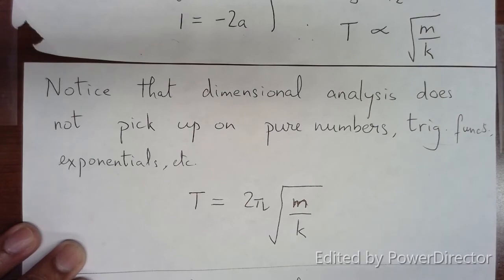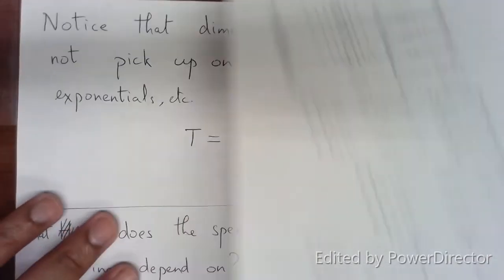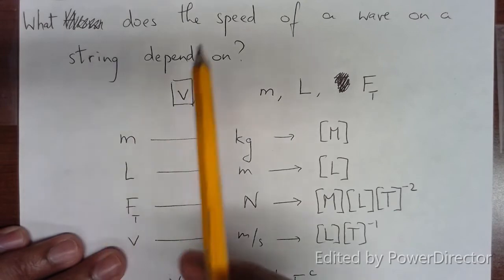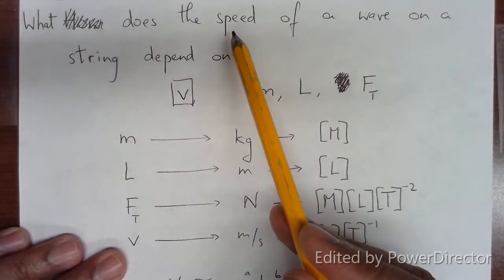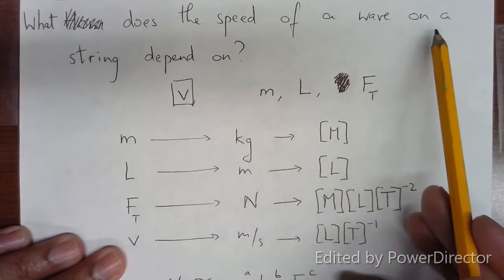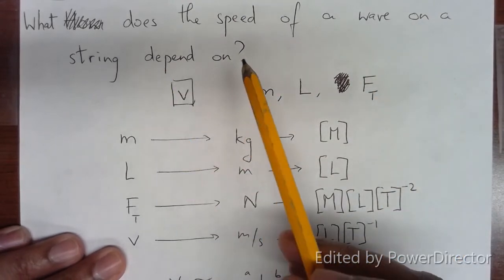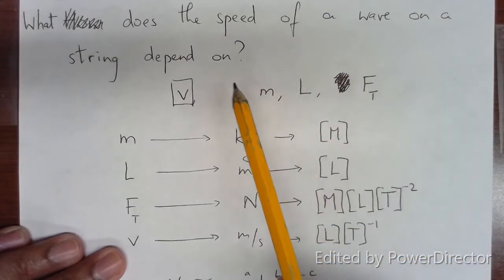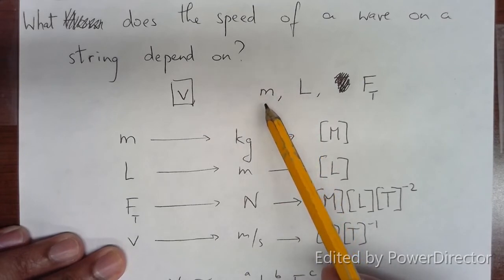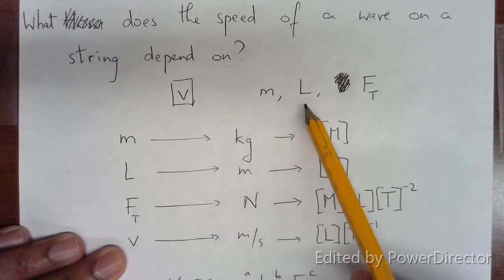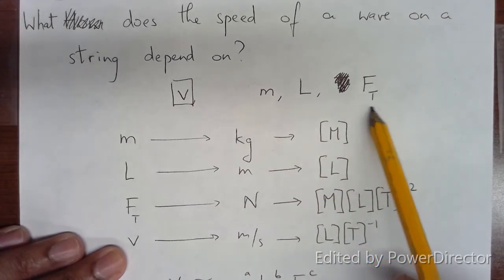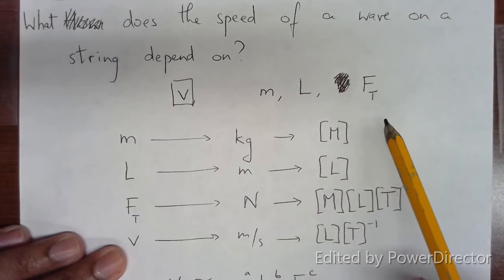Let's continue with one more example. So we can ask, if we have a string and we send a pulse down the string, what is the speed of the wave of that pulse on the string, and what does it depend on? Well, we look at the properties of the string. We can measure its mass, we can look at its length, and another property is we can imagine that, oh, maybe it depends on the force of tension in the string.